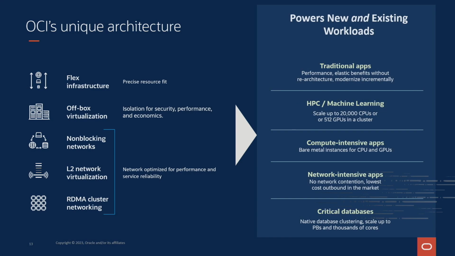So we decided on the architecture using these 3 or 4 things to make sure that we can run existing applications as well as build net new applications. We can cater to workloads like traditional applications, just like E-Business Suite or any of our database applications that you have written 10 years back. We can run HPC compute applications, compute-intensive applications like Monte Carlo simulations, very easily in our cloud. We can run network-intensive applications. And we can obviously run critical databases.